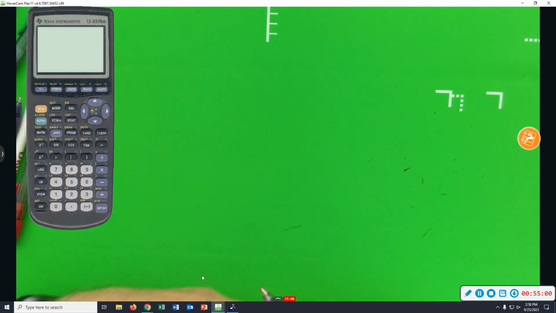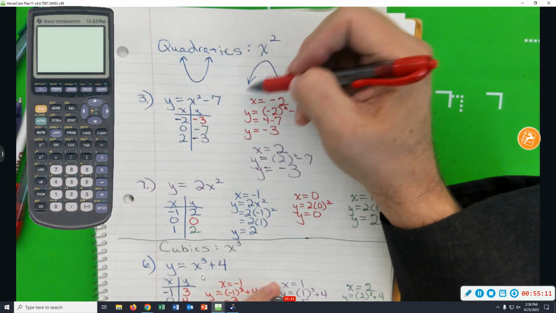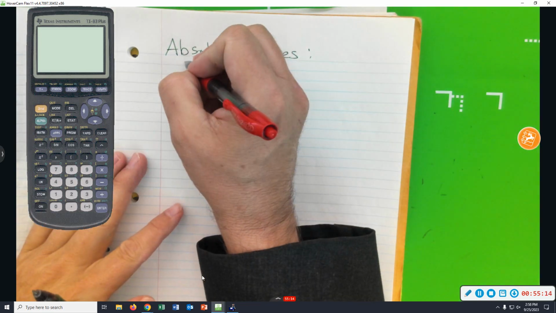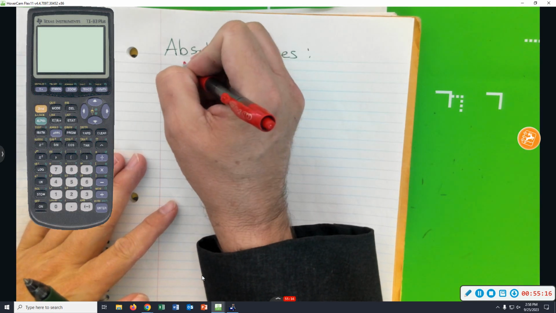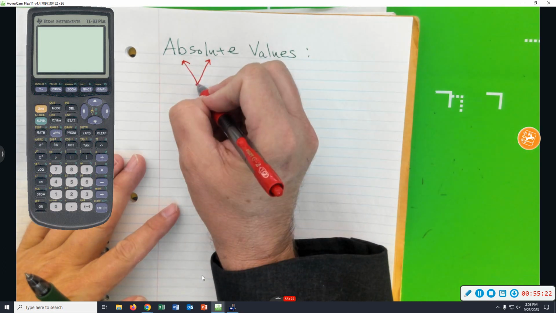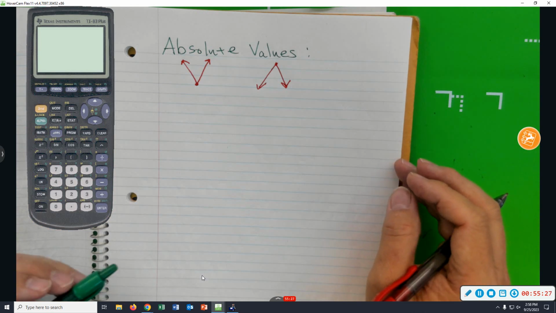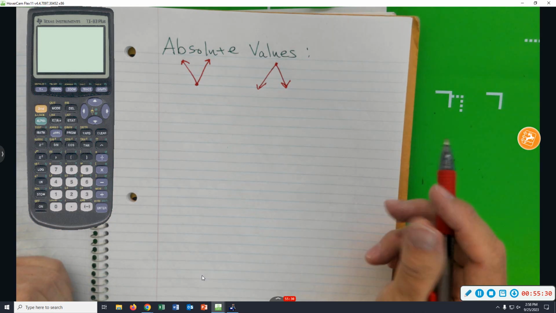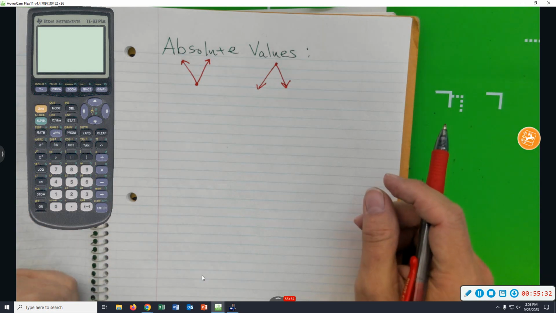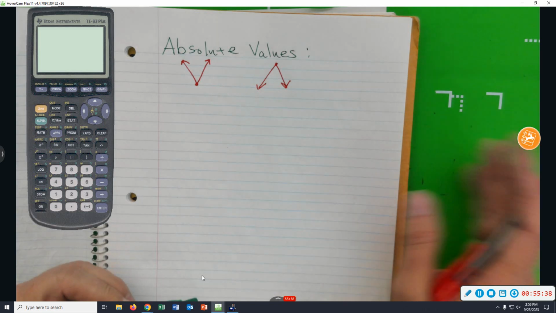A V has a sharp point, correct? A U has that smooth turnaround. An absolute value has a sharp point where it changes directions, there or there. For an absolute value and a parabola, the point where the graph changes directions is called the vertex, and we'll have a nice little formula that we can use to determine the vertex of a parabola when we get to that in a couple of weeks.